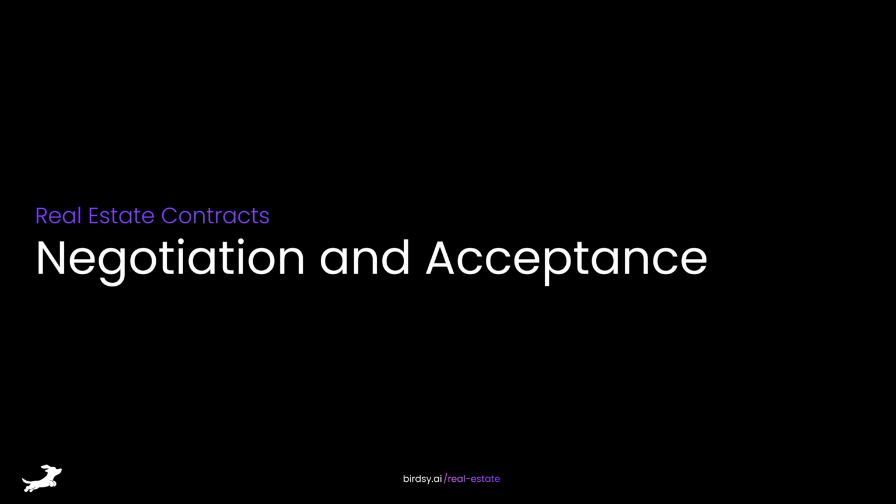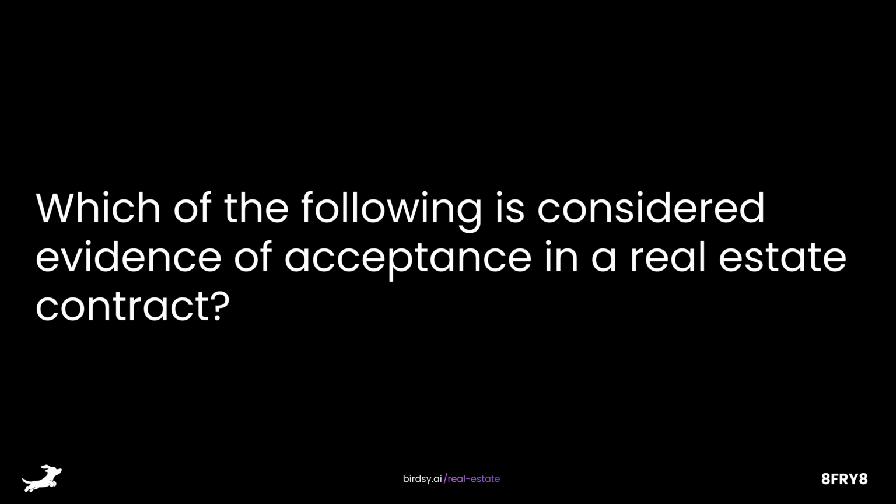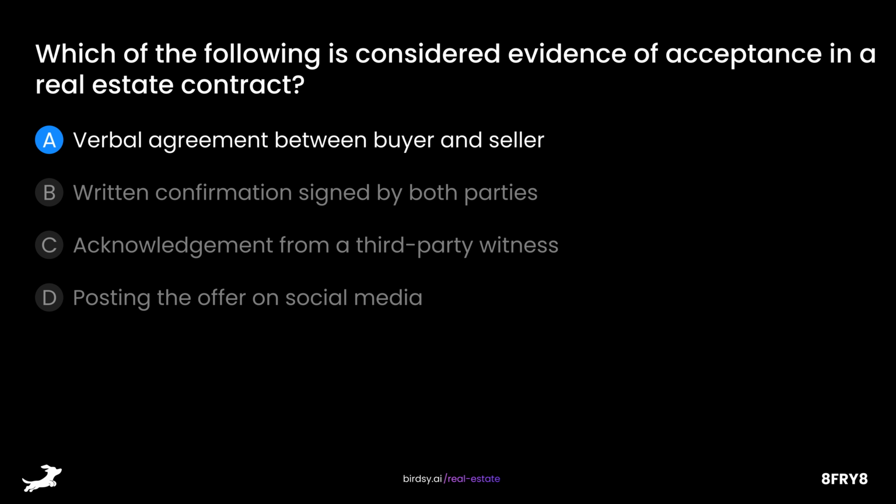Negotiation and acceptance. Which of the following is considered evidence of acceptance in a real estate contract? Is it A, verbal agreement between buyer and seller? B, written confirmation signed by both parties? C, acknowledgement from a third-party witness? Or D, posting the offer on social media? The answer is B, written confirmation signed by both parties.